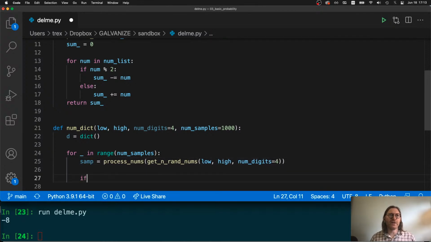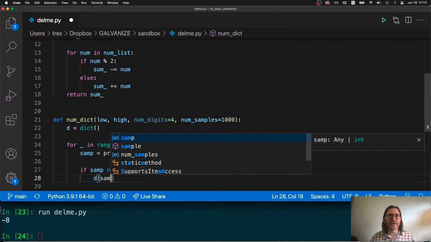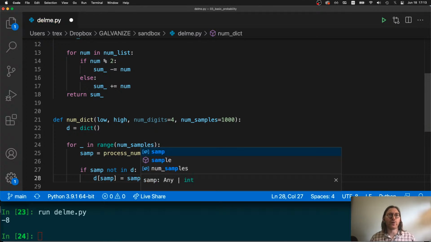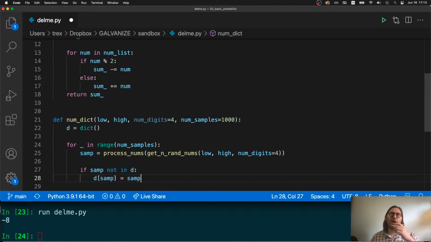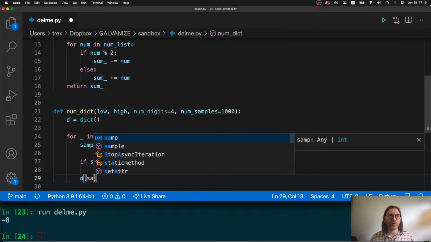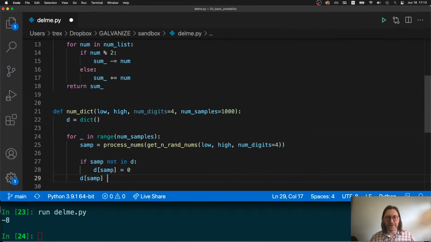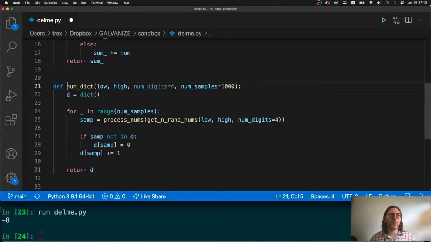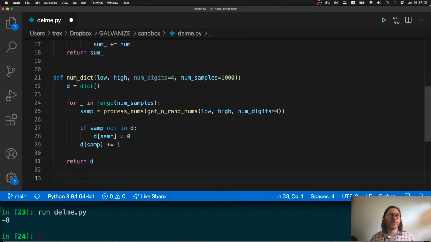And then I'm going to see if sample is not in the dictionary, then d sub samp is going to get that sample. How should we do this? Let's do it like this. Let's set it to 0. And in every case, we'll increment that. This is that syntax that I like using. And we'll just return the dictionary.